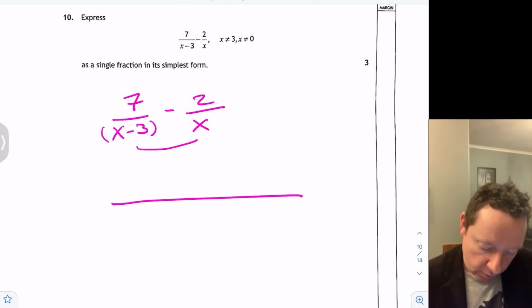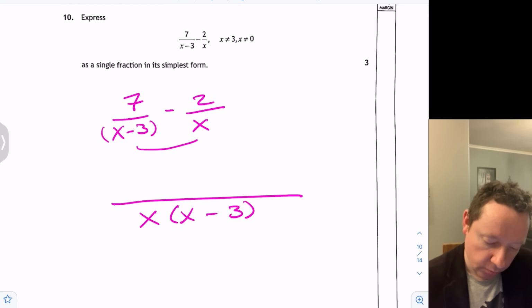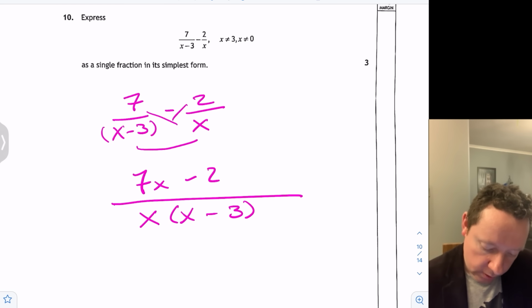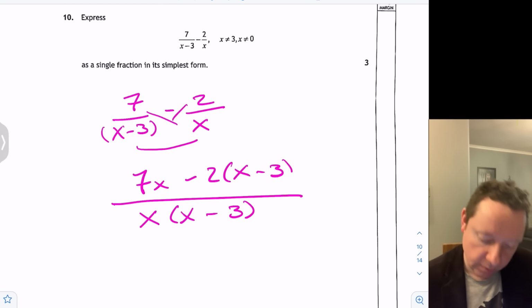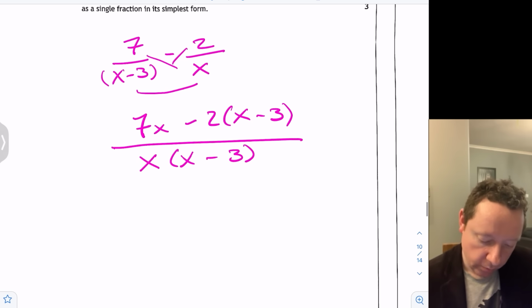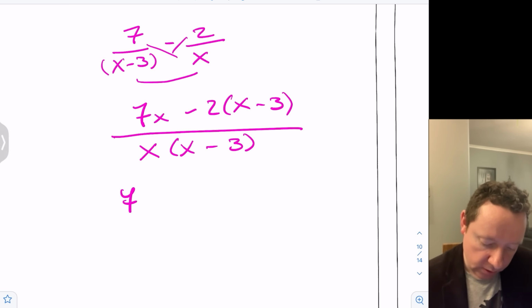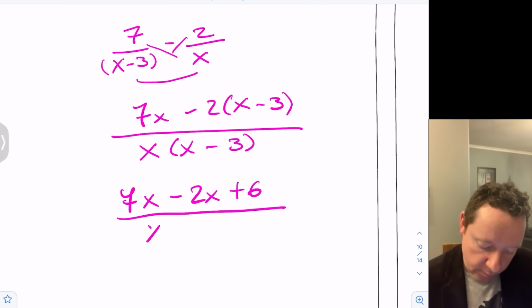So our x over x minus 3. So this one's been times by x, so it's 7 times x is 7x. And this one's been times by x minus 3, so it's take away 2 times x minus 3. Brackets are important. So then we can expand the brackets on the top. 7x minus 2x minus 2 times minus 3 is plus 6. No need to expand the bottom.